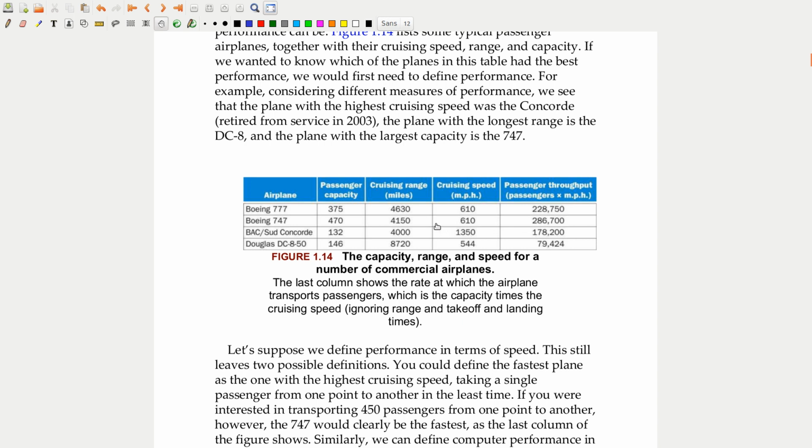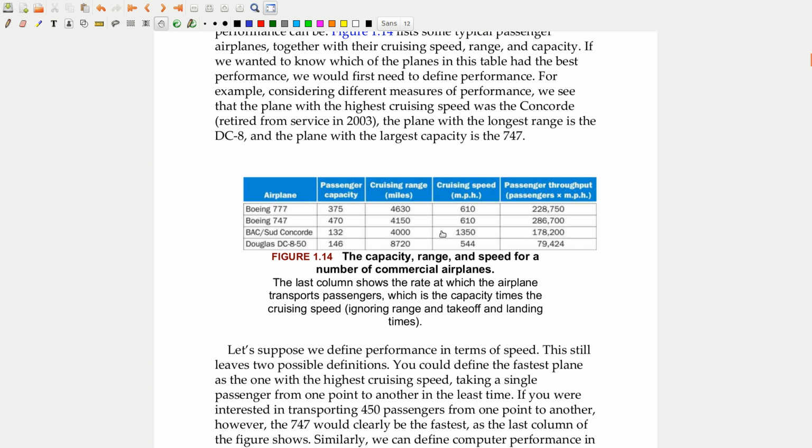So, from immediate inspection, it seems like, wow, the Douglas DC-850 is terrible. Look, we barely get any passengers. We barely are moving anybody. We have very, very low throughput. However, we have to consider something else. What if our only goal is to go the maximum distance? What if we don't care about how many people we're bringing? We just want it to go the maximum distance. Then this metric doesn't matter. And the same thing for some of these other metrics.